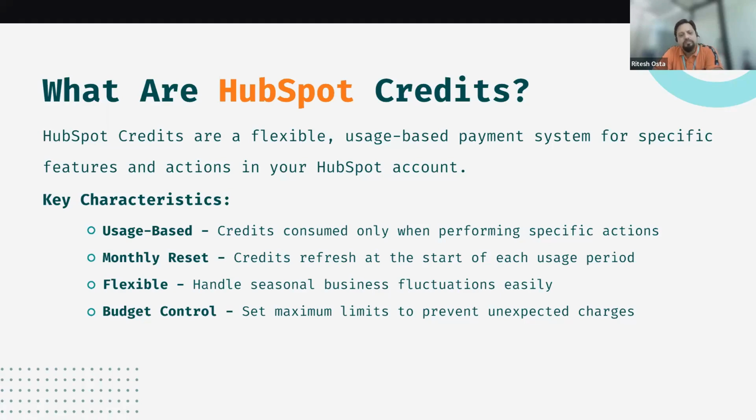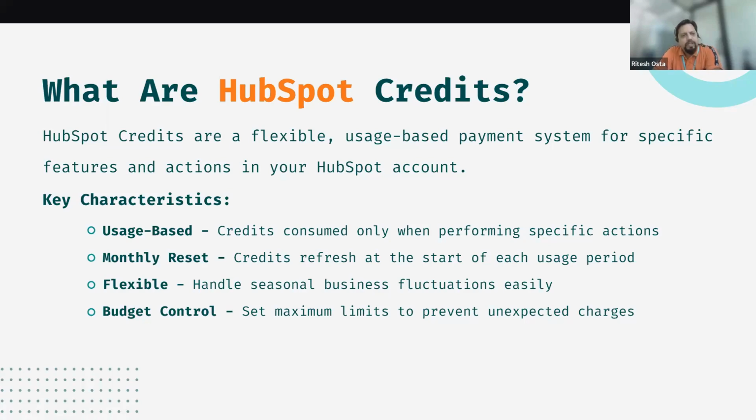So that means it is usage-based. The credit will only be consumed when performing a specific action. It is monthly reset. That means if you buy 1,000 credits, you have to use them within that particular month, and it will reset in the next month if you are going to take that particular package.